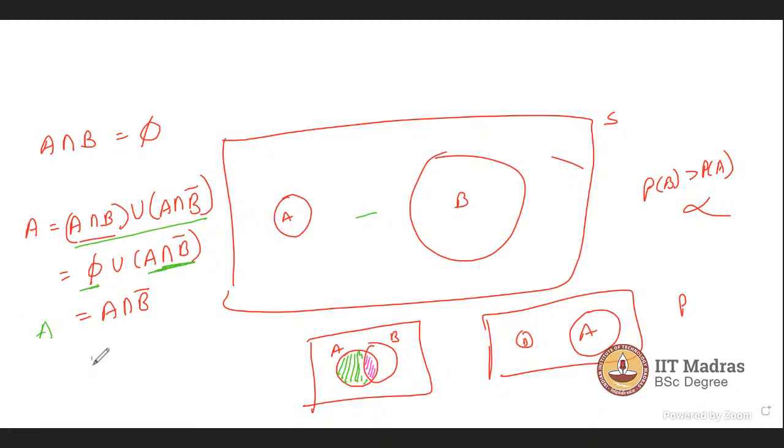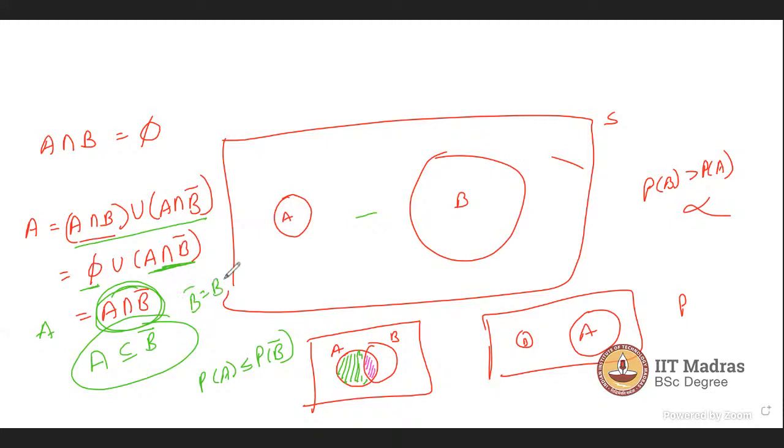Will it be equal to total union kind of things, sir, in your words? I mean, yeah, A intersection B bar. So A is a subset of B bar, because A equals A intersection B bar. So we can say probability of A is less than or equal to probability of B bar. B bar is B complement, right, sir? Yeah, B complement. It's the same thing.